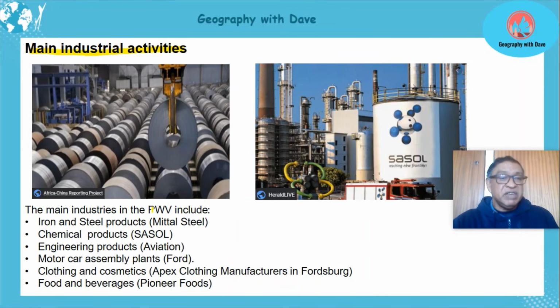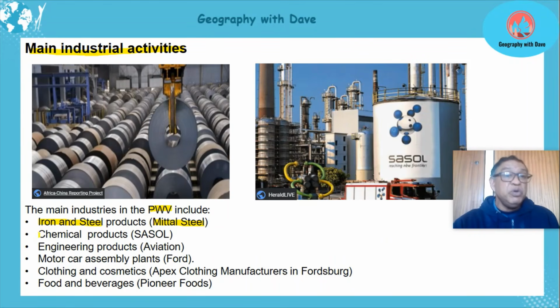Main industrial activities. Here are the main industrial activities in the PWV. Learners, please note, I am using PWV now, which represents Pretoria, Witwatersrand, Vereeniging, which represents Gauteng. Iron and steel products is huge in this area, and of course industries linked to the iron and steel, such as production of vehicles and kitchen utensils. I can go long on that. One of the big companies is Metal Steel, that's in this area, one of the big ones.